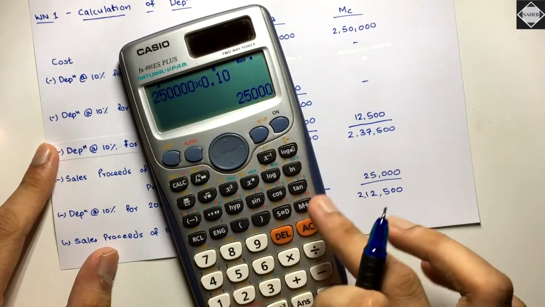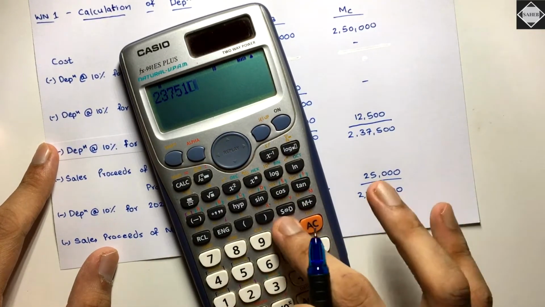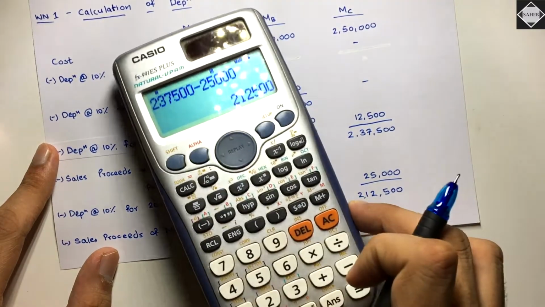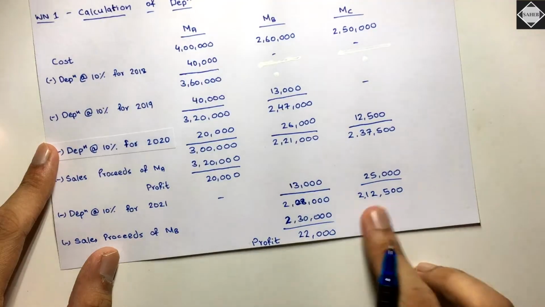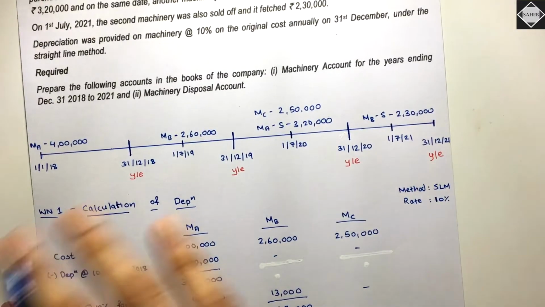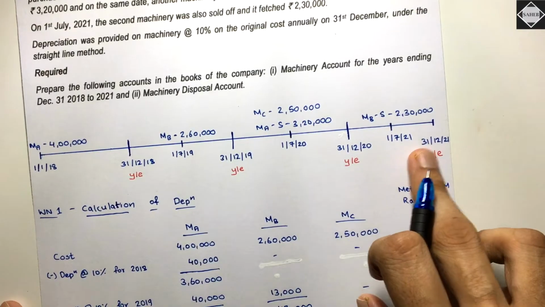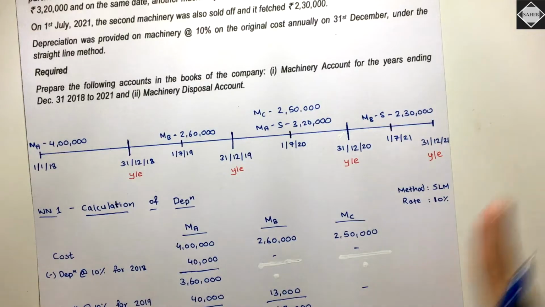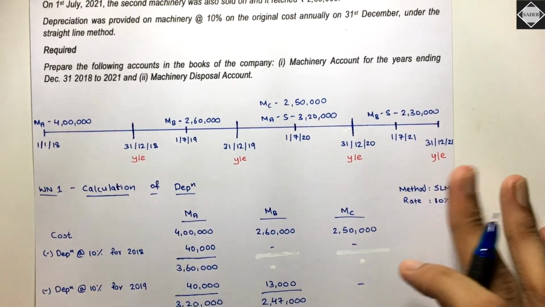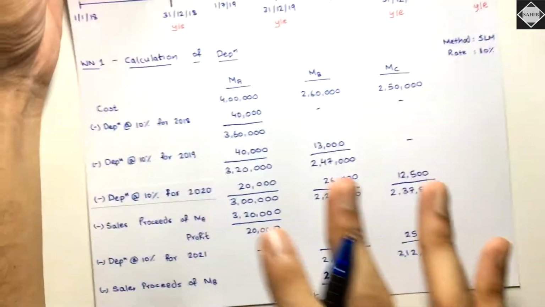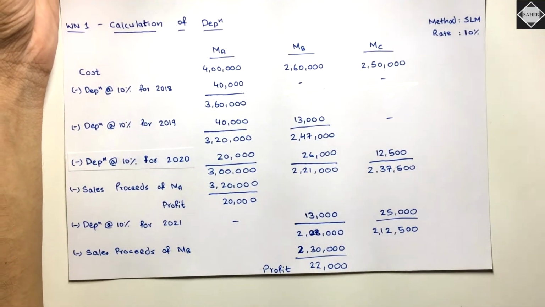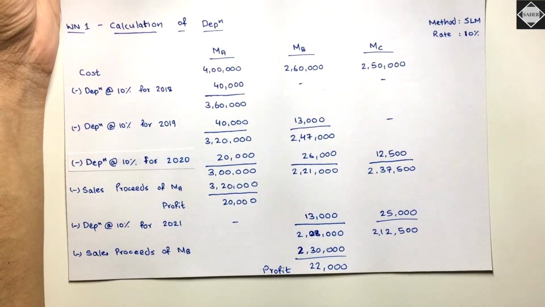So 2,37,500 minus 25,000, that's equal to 2,12,500. That's the WDV on the last day of the year, of the entire timeline actually, year end 31st December 2021. So the question is completed, right? The entire calculation is completely finished. Now what you have to do is just use this working note and just fill the numbers, just plot the numbers on the ledger account. Okay, let's just do that.